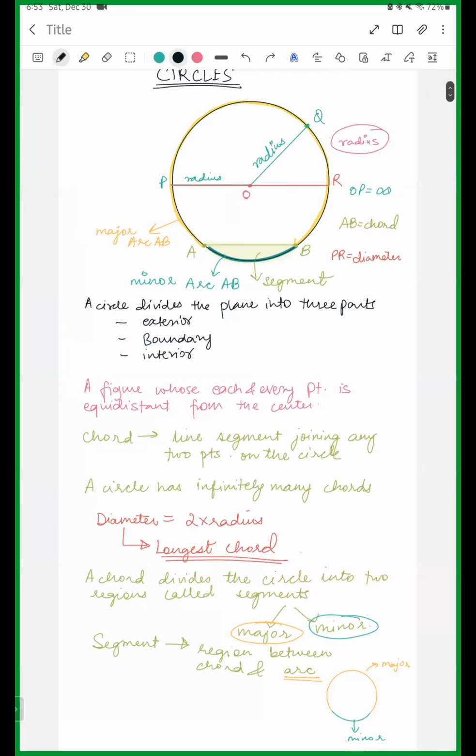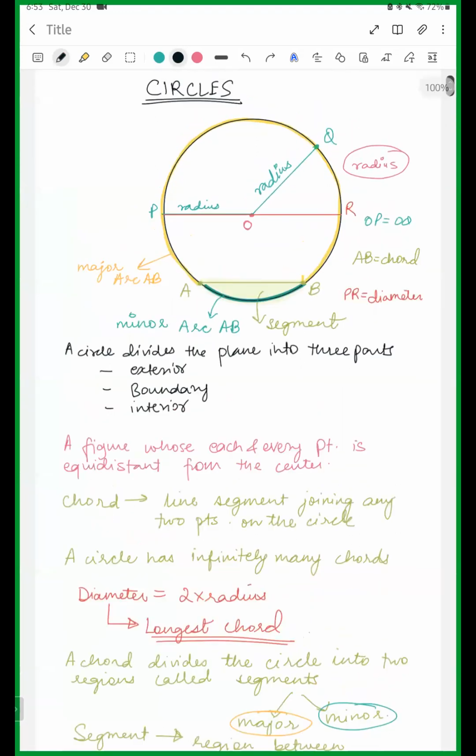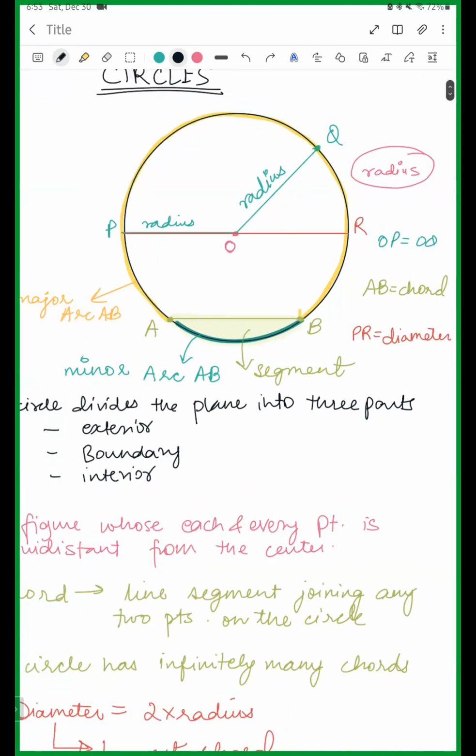All right. Now let's talk about something which is called, and you might have heard this word a lot in your daily life as well, a sector of the circle. In localities, in cities, in towns, you must have heard sector this, sector that, right?